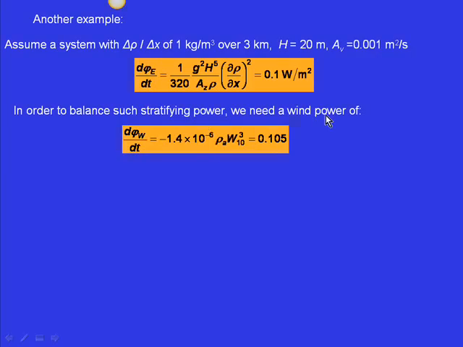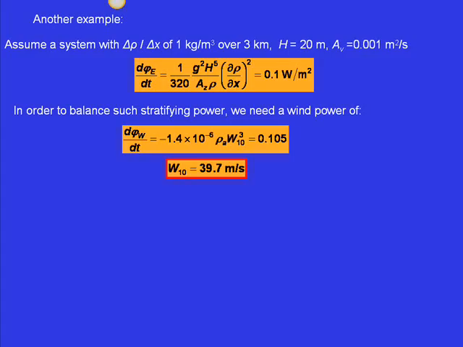So in order to balance the stratifying power, we need the wind power that's given by this expression of 0.105, which is this value, but now expressed in more significant figures. So we need a wind speed of 40 meters per second. Does that mean anything? Yeah, that's a hurricane wind. That's 80 knots. Well, close to 80 knots. That's a strong, very strong wind.